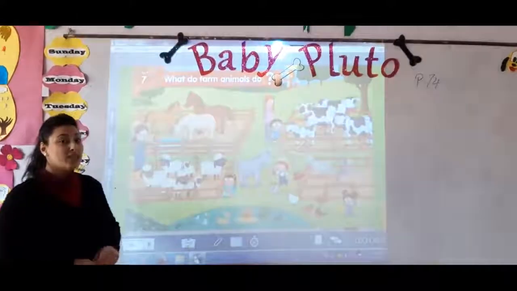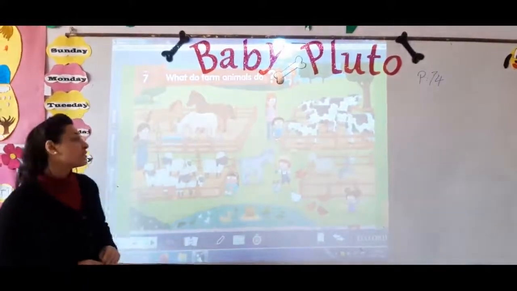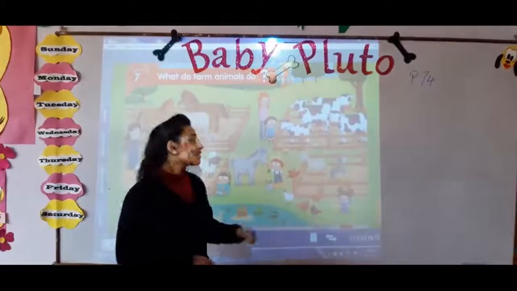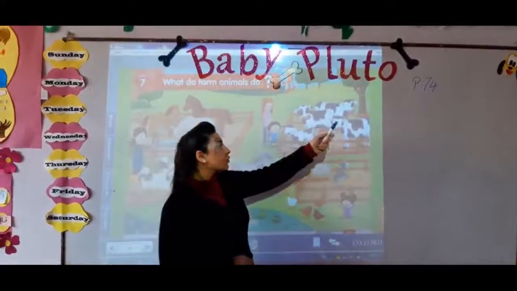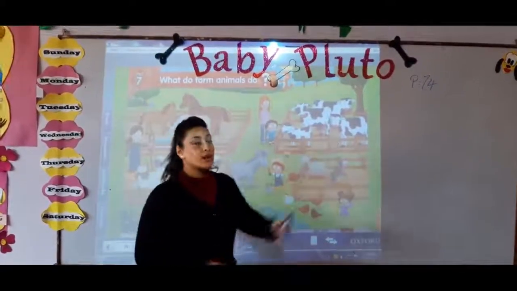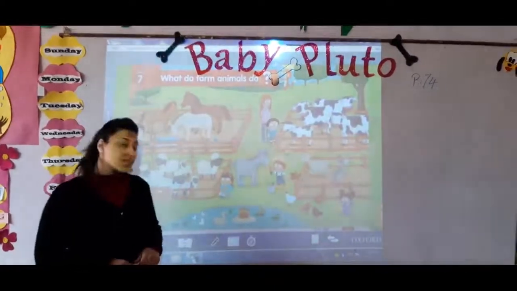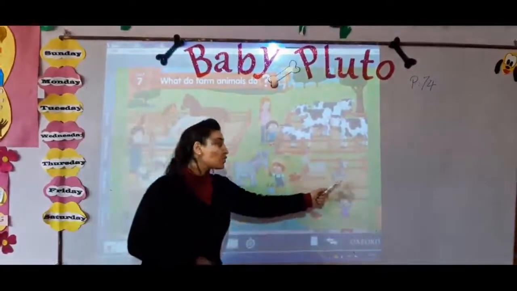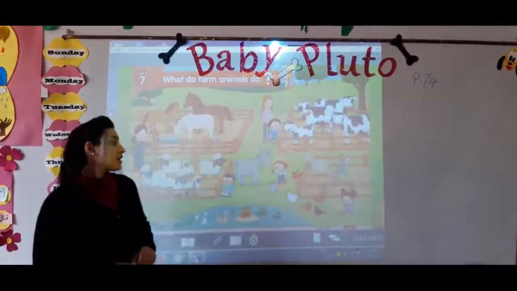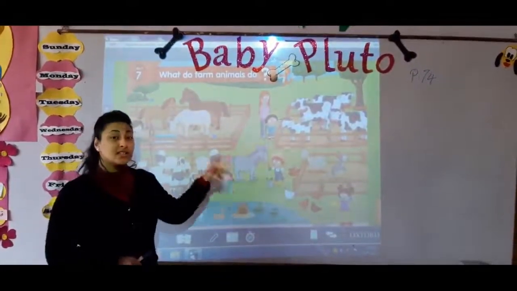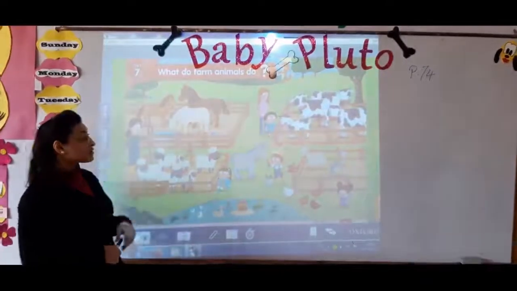1, 2, 3. We have 3 horses in our picture. How many cows? 1, 2, 3, 4. We have 4 cows. How many goats? 1, 2. Yes, super. And there is 1 donkey in our picture.